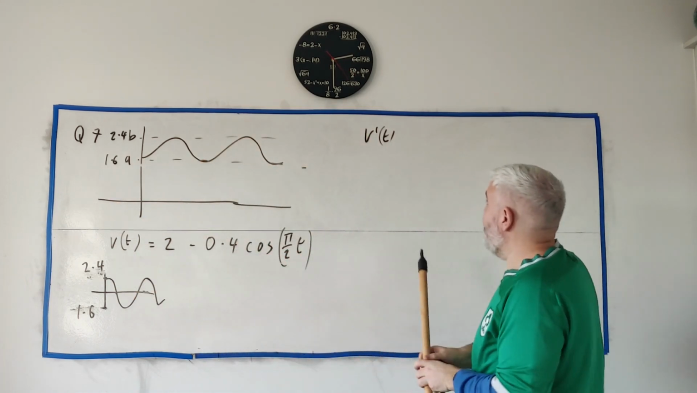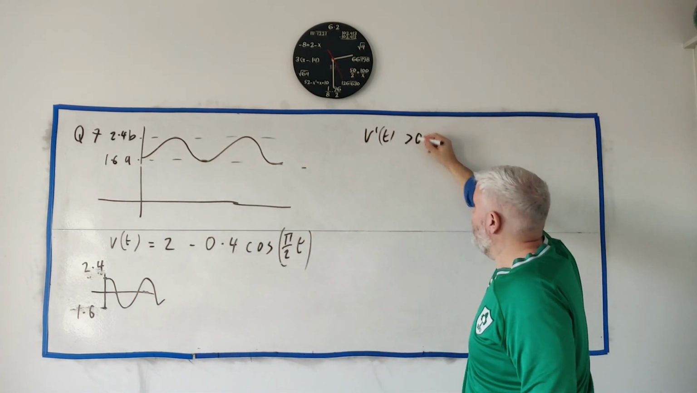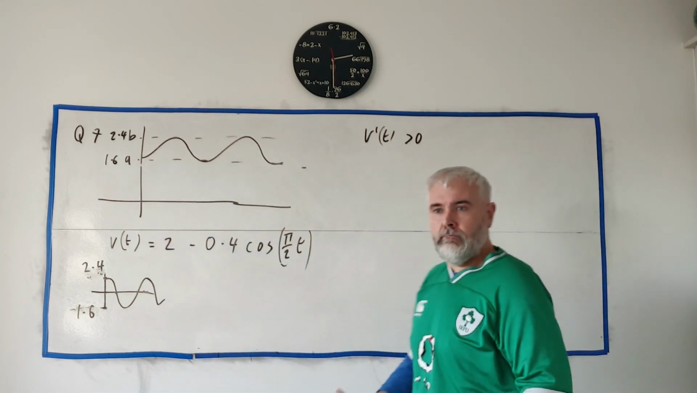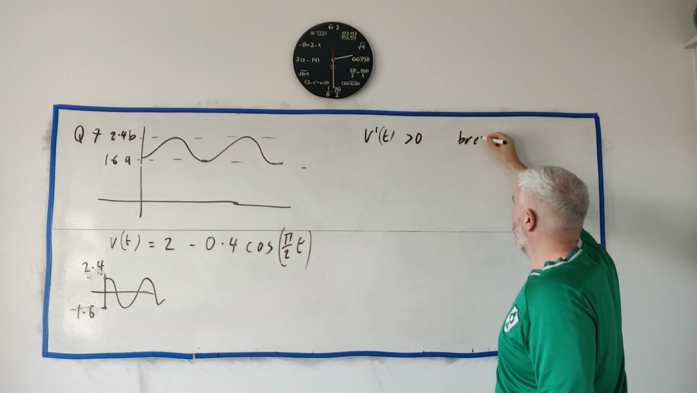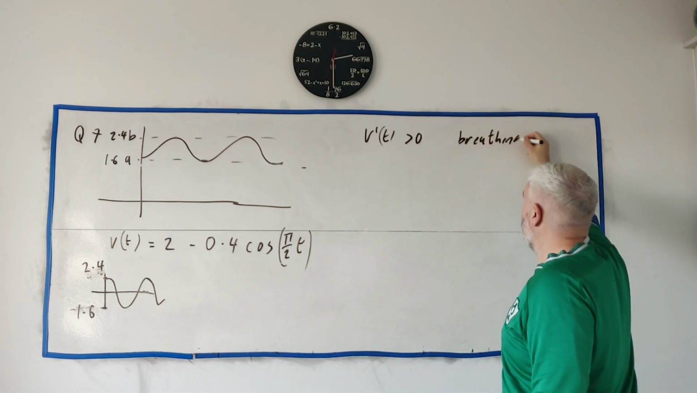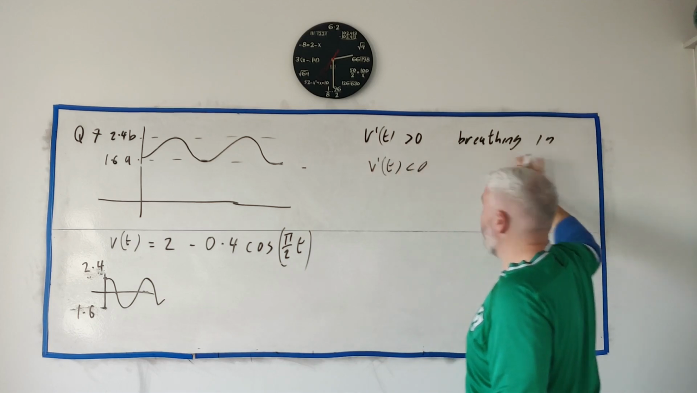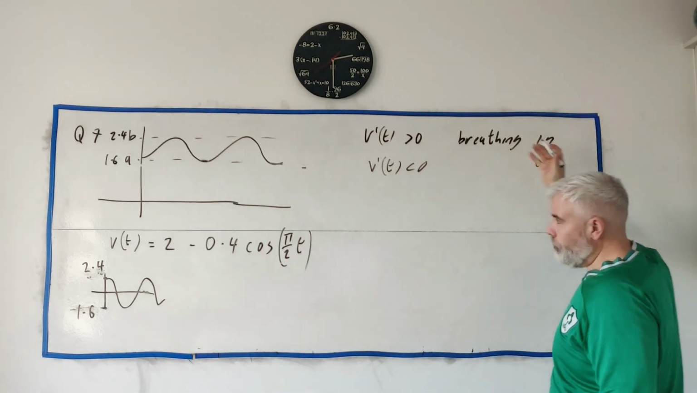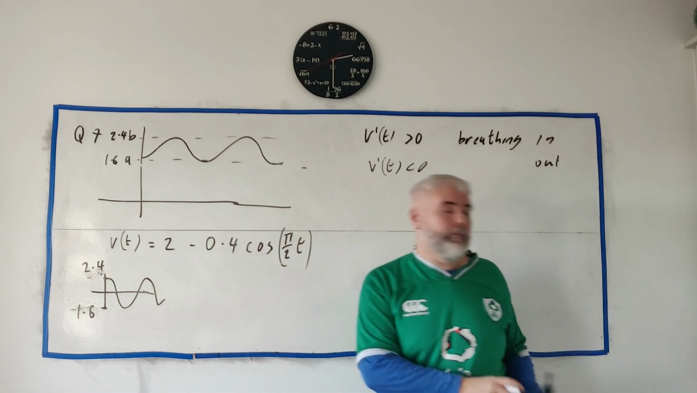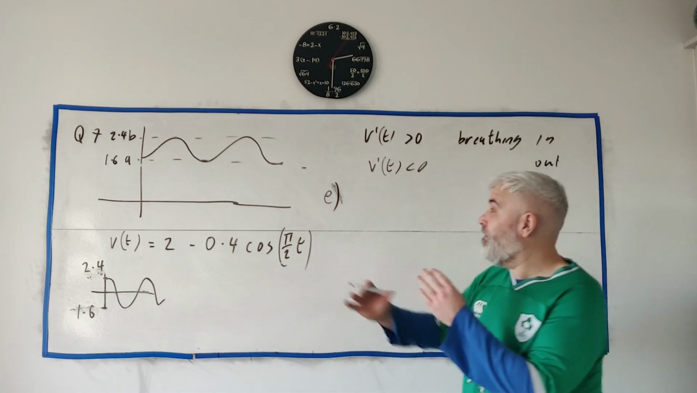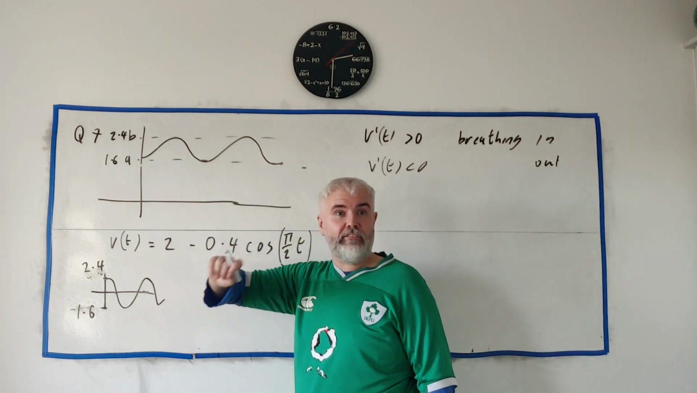So really when this is bigger than 0, she's breathing in. So bigger than 0, breathing in. And the same when it's less than 0, breathing out. That's all they want for part D. In part E, they simply ask us to find how much volume is in our lungs after half a second.